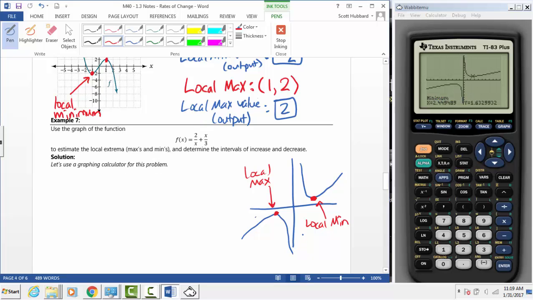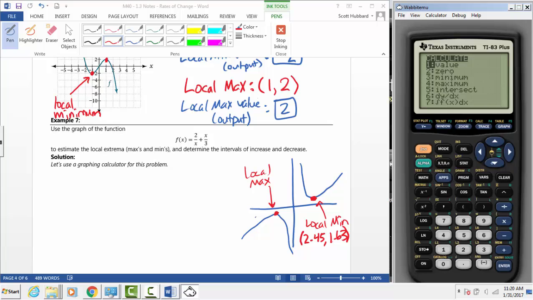Okay. And then voila, it tells you the minimum. It looks like it's around 2.45. And so it looks like it's right around 2.45, comma 1.63. Okay. And you can do the same thing for the maximum.